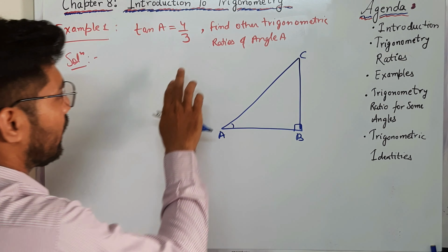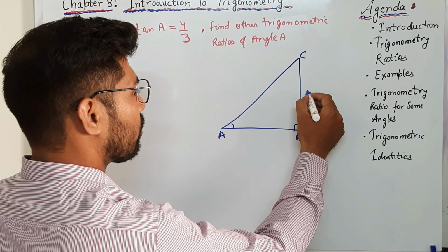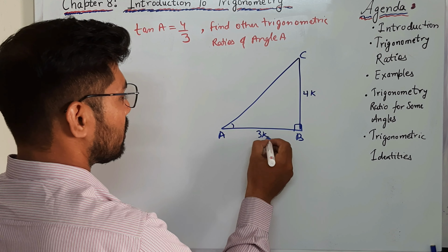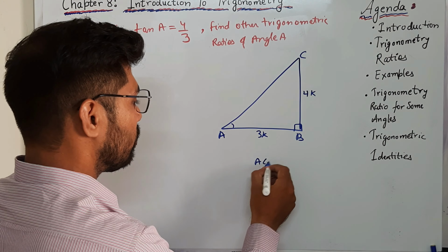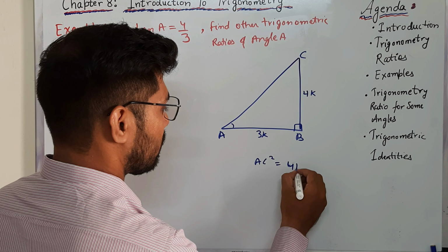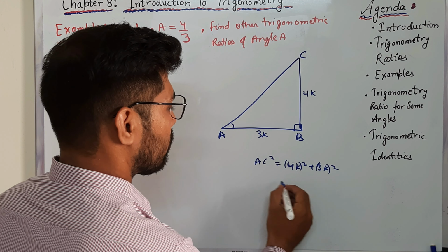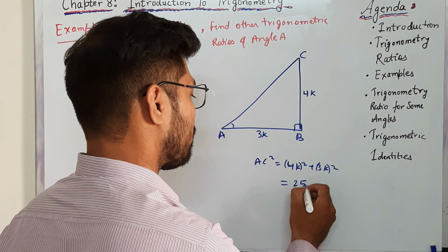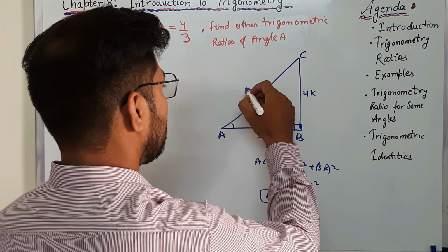So we know tan A. Tan A is perpendicular upon base. So this is perpendicular, which is 4k, and this is 3k. So tan A is equal to 4/3. Now what is the value of AC? AC is equal to the square root of 4k square plus 3k square. So this will be 16k square plus 9k square, which is 25k square. AC is equal to 5k. Okay, so we know AC is 5k.